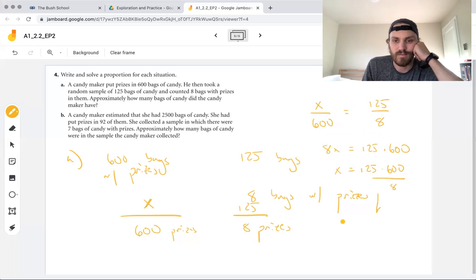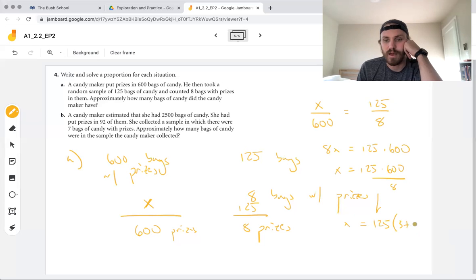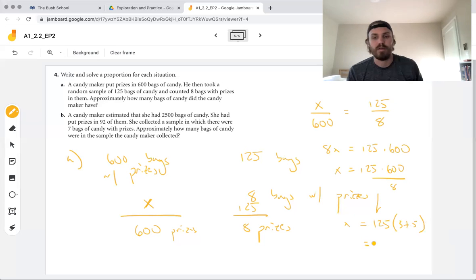Let's see if I can do this in my head. Well, 600 divided by 2 is 300. Divided by 2 again is 150. Divided by 2 again is 75. Divided by 2 again is, woof. Well, 75 divided by 2 is 37.5. So I think it's going to be that. And then I could find an approximation there. But again, I don't have a calculator, so I'm not totally sure. Okay.